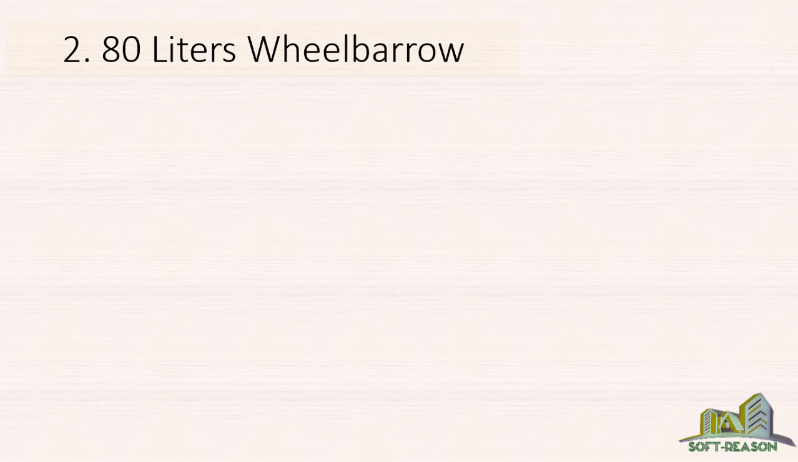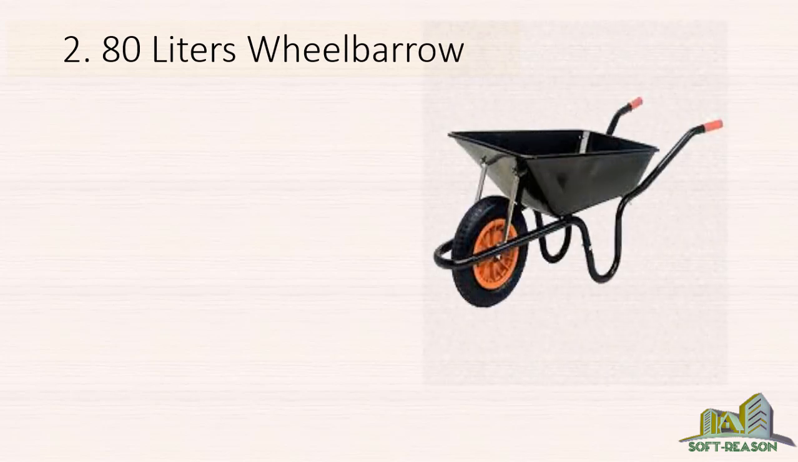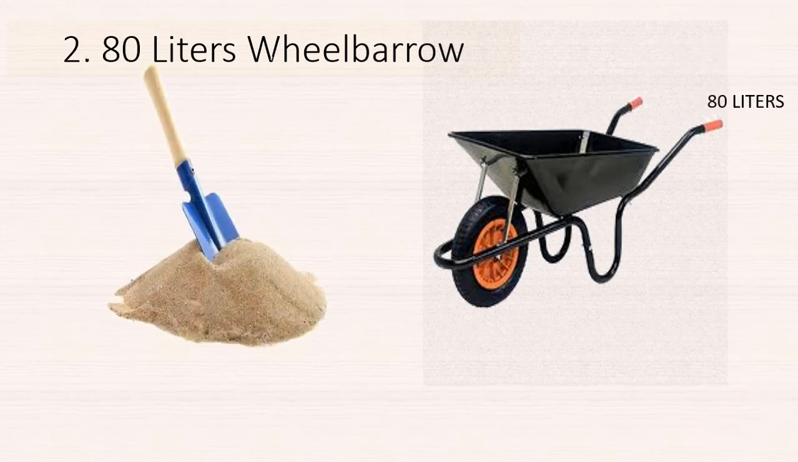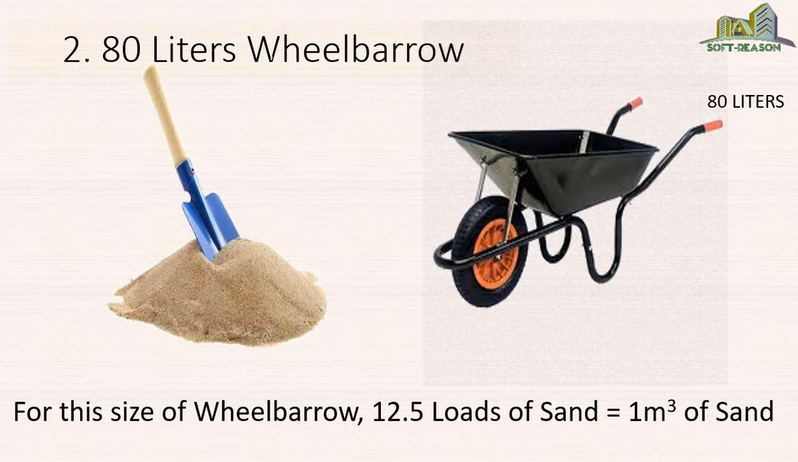We also have 80 liters wheelbarrow. It is of this size. All right. For this size of wheelbarrow, 12.5 loads of sand equals 1 meter cube of sand. And so if you are using this type of wheelbarrow, which is 80 liter, you have to load it 12.5 times to be able to have 1 cubic meter of sand. All right. And so if, for instance, you want to buy a wheelbarrow, you get to the market, you demand for a wheelbarrow based on its capacity, and the capacity is measured in liters.